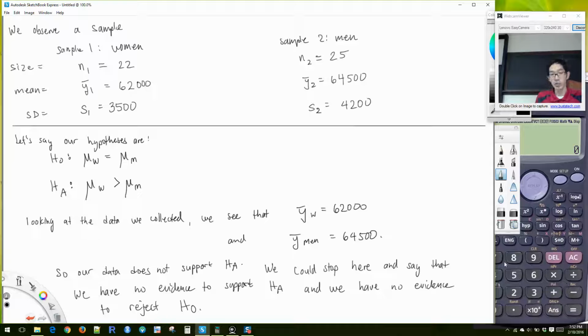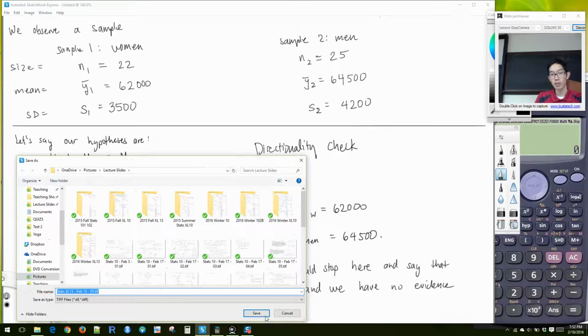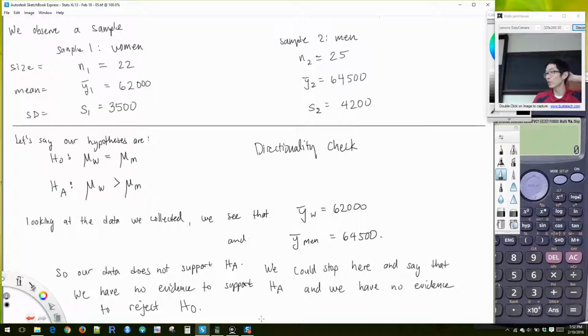Reject the null hypothesis. Okay, so this is called our directionality check, where you just make sure that the data you are using could even possibly support the alternative hypothesis. Because if it doesn't, there's no sense in continuing on with the math. I mean, you could, but it's just not going to happen there.